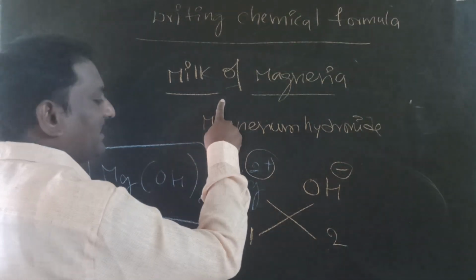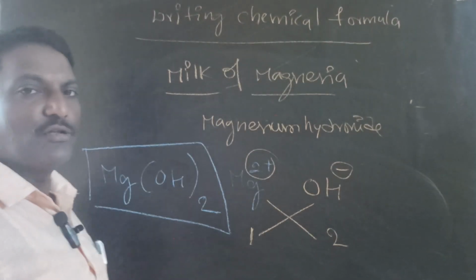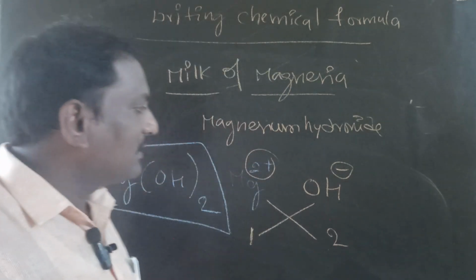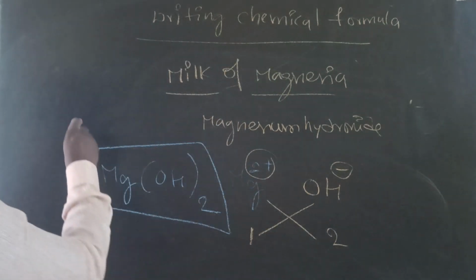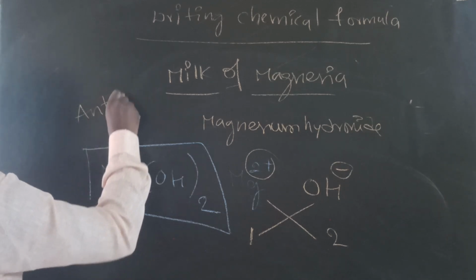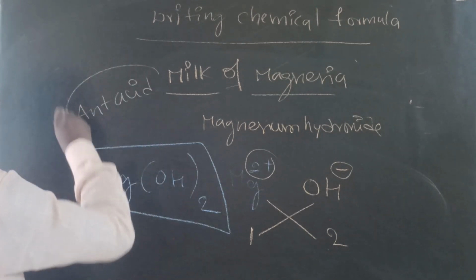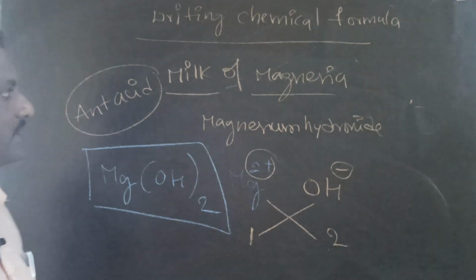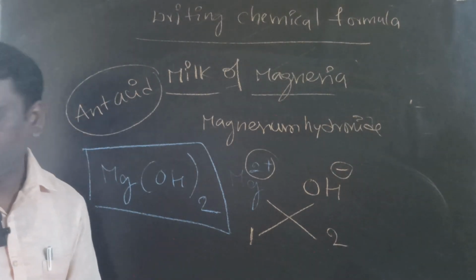So this is milk of magnesia. Magnesium hydroxide is also called milk of magnesia. Milk of magnesia is also used as an antacid. Very important, antacid. Is it clear to you? Right.